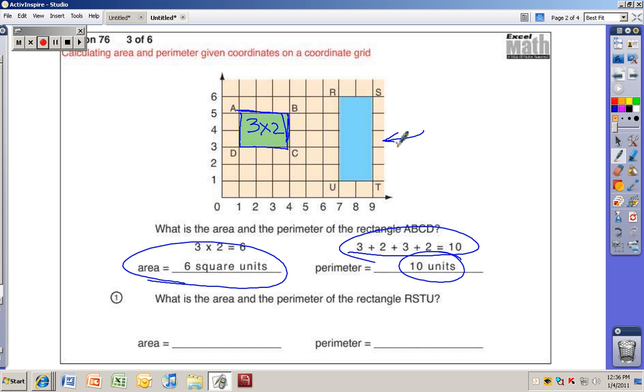How do you find the area of that rectangle? What's the formula for area? One side times the other side. So what's one side? 2, right? Okay, what's the other side? 5, right? So what's the area? 10. Okay, show your work on that.